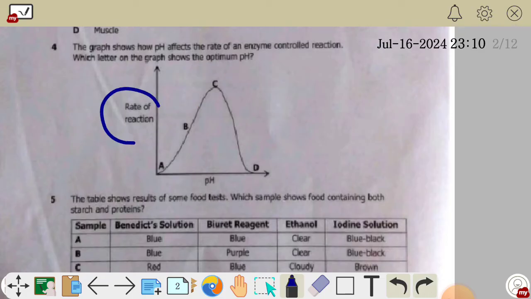So this is the rate of reaction, and this is the pH on the x-axis. As the pH increases, the rate of reaction is also increasing. The point where it works the best, the highest, is what we call the optimum pH. So the optimum pH is that pH there, which is C. At that point it was optimum, and then from there it dropped. So the correct answer for question 4 is C.